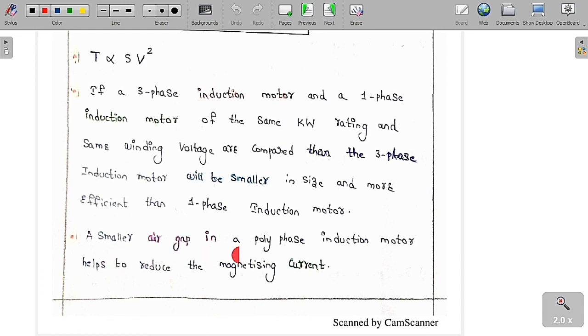A smaller air gap in a polyphase induction motor helps to reduce the magnetizing current. Smaller the air gap, less magnetizing current is required to produce the rated flux in the air gap. More air gap means we need more magnetizing current. This is a very important point that you always need to understand.